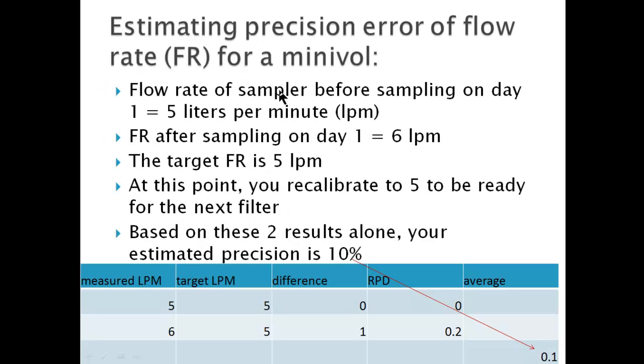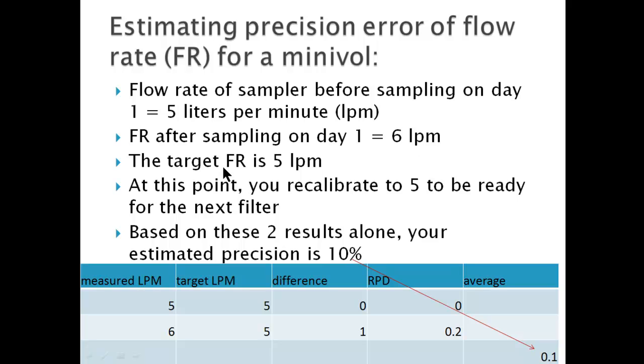So let's talk about what you guys have to do. To estimate the precision error of flow rate for a Minivol. The way Minivols work is they're supposed to always sample at 5 liters per minute. So if you start sampling on day 1 and it's reading 5 liters per minute, that's great. You put the filter in, you let it go for 24 hours, you come back the next day, you take the filter out and you measure the flow rate again, and now it's 6 liters per minute.